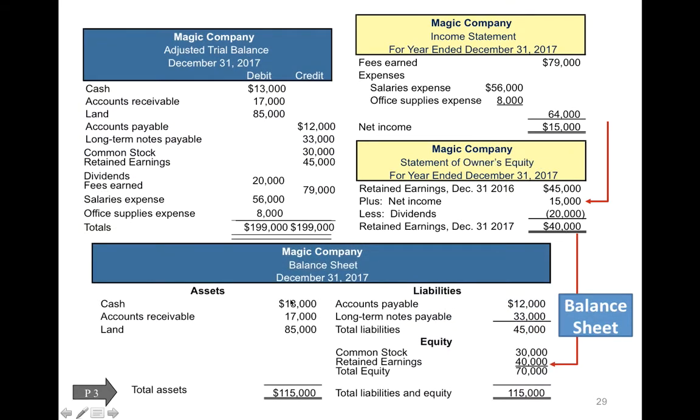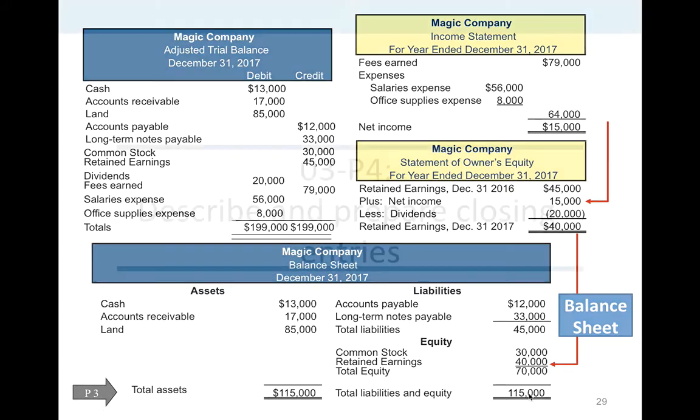And on the balance sheet, we list your assets. You have only 3 assets. Here they are. Total them up. Then you list your liabilities. You have 2 liabilities. There they are. And you have 2 equity accounts, common stock. And notice, I do not use retained earnings from 2017. I don't use this retained earnings from the adjusted trial balance. I use retained earnings from the statement of owner's equity. Here we go. And notice I am in balance, hence the name, the balance sheet. Total assets equal total liabilities plus equity.